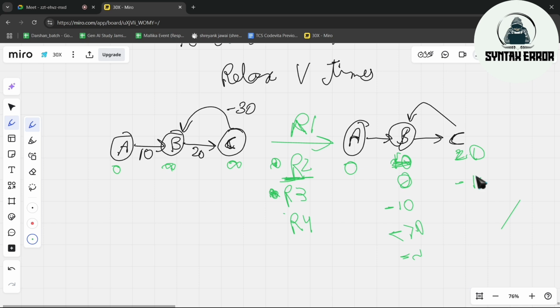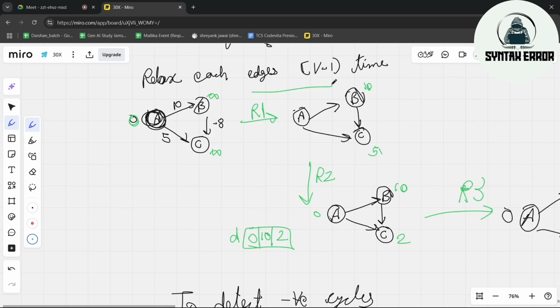So when we have to detect a negative cycle, we just relax our given graph V times. If we just want our distances, we have to relax our edges V minus 1 time. This is our Bellman-Ford algorithm.